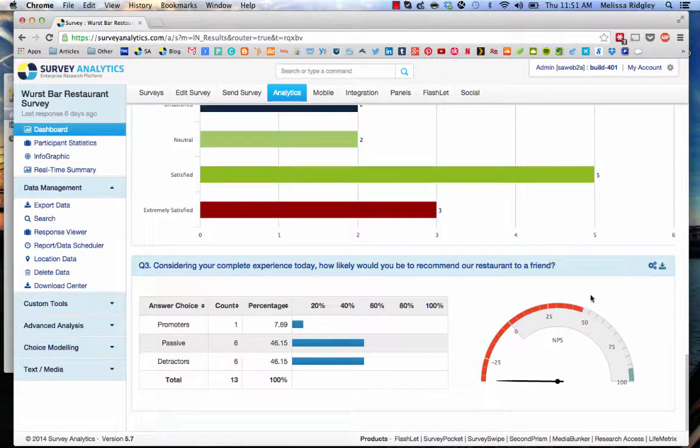So I hope this helps in your understanding of Net Promoter Score, and like I said, it can be used across a multitude of industries and products, services, whatever it may be, and it's a really good gauge of how satisfied your customers are.